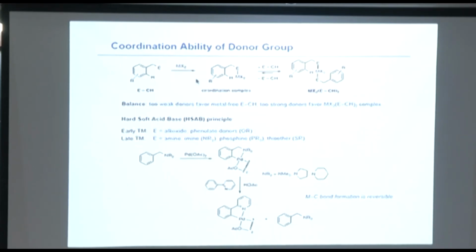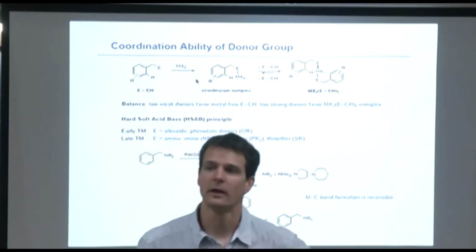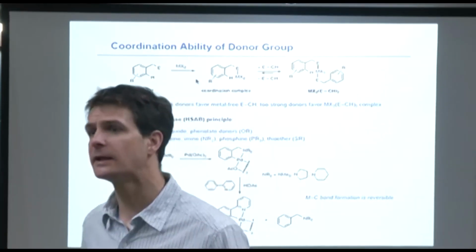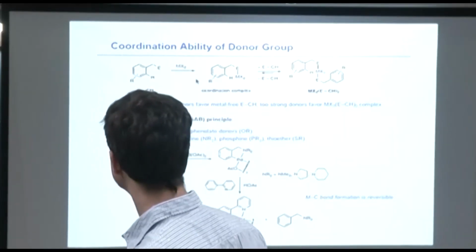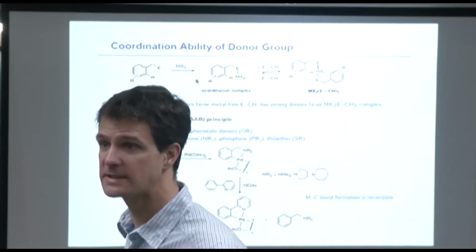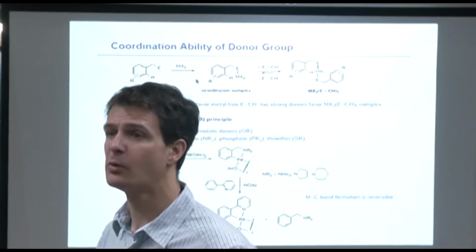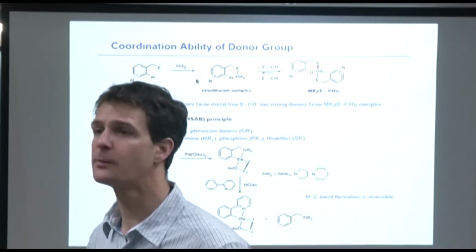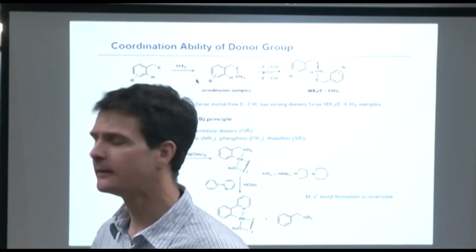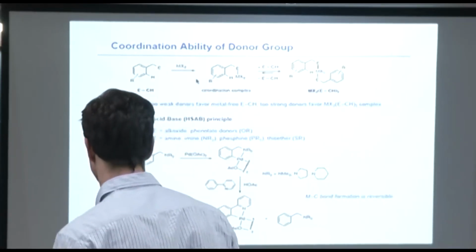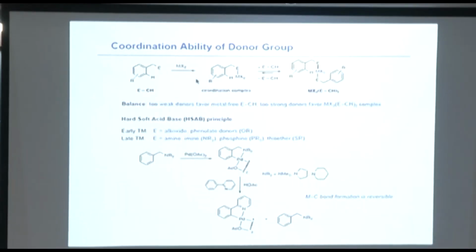For the base assistance, I would rather prefer the CMD mechanism, concerted metalation deprotonation, base assistance. For the cyclometalation, we need to have the base. We have to shuttle the proton, but then there are two mechanisms for this reaction. In this case here, it's dissociative, but we have as well found other cases where it's associative. So you can imagine two possibilities here.